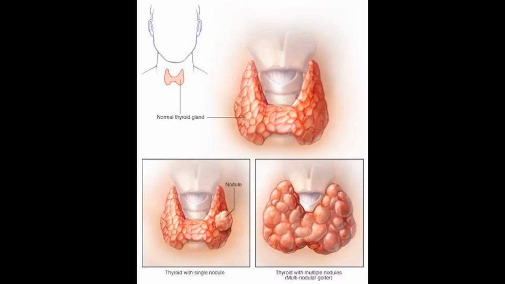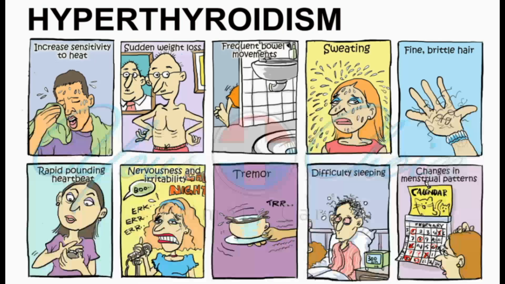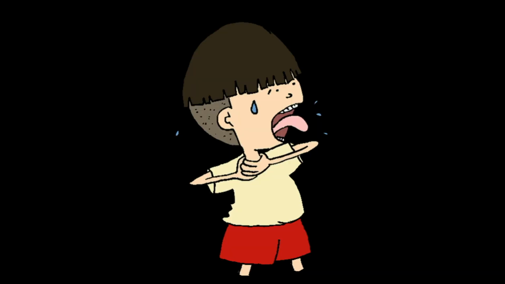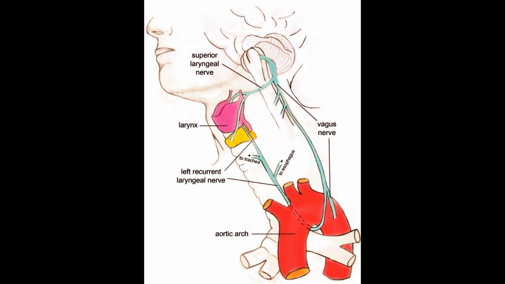Multinodular goiter. It refers to multinodular enlargement of thyroid gland. Patients present with symptoms of thyrotoxicosis. The goiter is large and nodular, causing stridor due to tracheal compression, dysphagia due to esophageal compression, and hoarseness of voice due to recurrent laryngeal nerve compression.